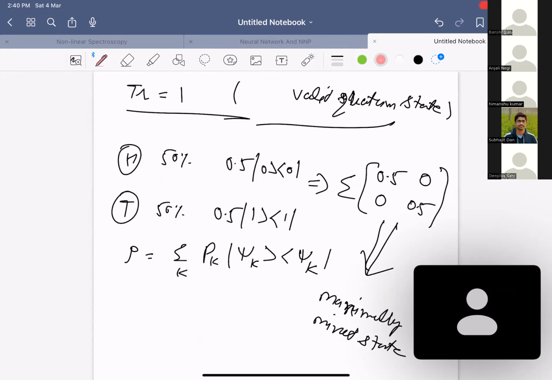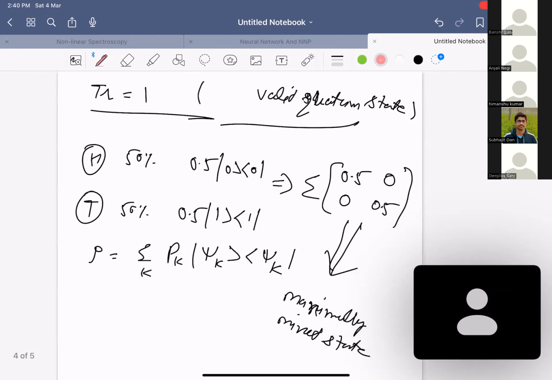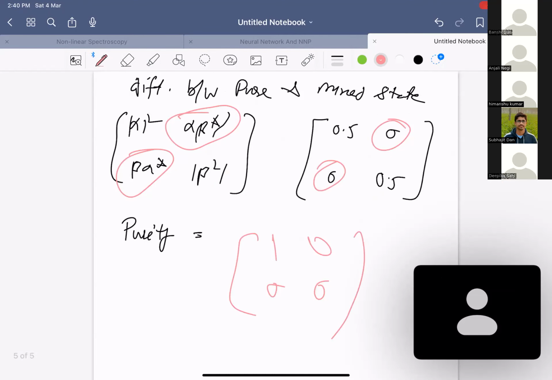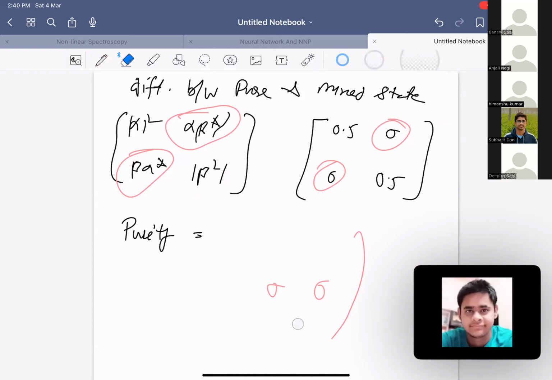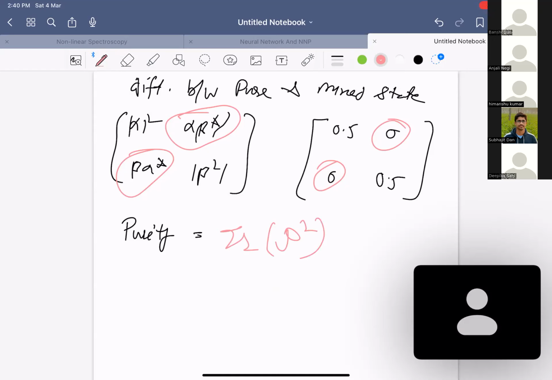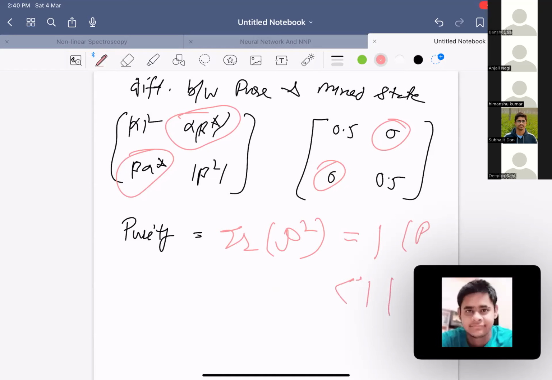For a mixed state, the trace of rho should be less than or equal to 0, right? Yes, for a mixed state, less than or equal to 1, right? So the trace is always equal to 1, but that's what I was now going to describe. For purity, the trace of rho squared: if it is equal to 1, then it's a pure state. And if it's less than 1, then it's a mixed state.